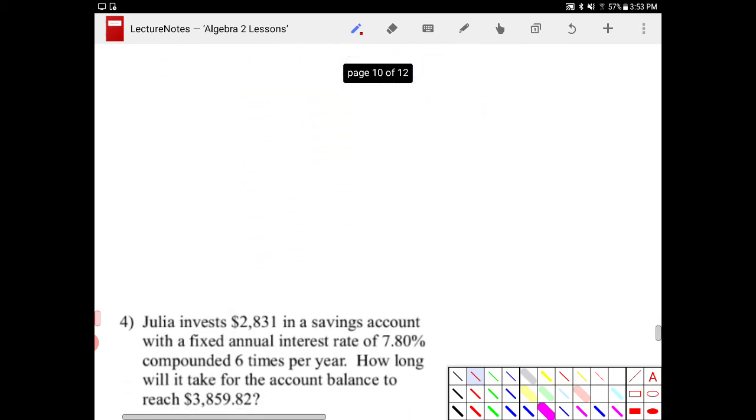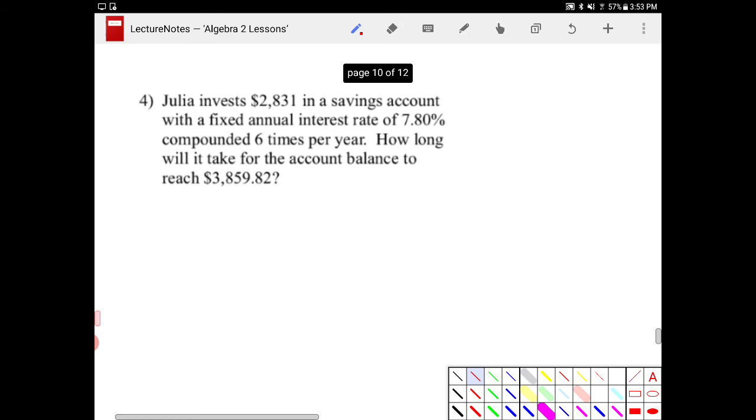Let's take a look at another question. Julia invests $2,831 in a savings account with a fixed annual interest rate of 7.8% compounded 6 times per year. How long will it take for the account balance to reach $3,859.82? So A in this case is given, and that's 3859.82.